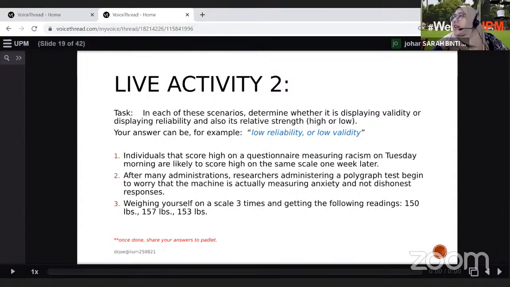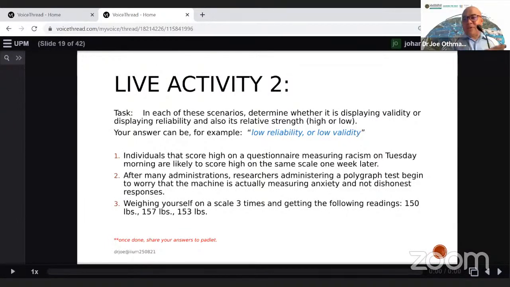So if I can ask the question, the task is, in each of these scenarios, determine whether it is displaying validity or displaying reliability, and also its relative strength, high or low. We got a few answers already. They are excited, Alhamdulillah. Very engaged. See, Dr. Sarah, while they are writing, I just want to share some tips.